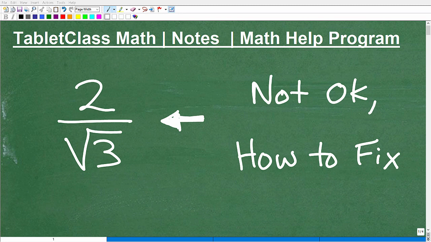Okay, let's talk about what's going on here. We have 2 over the square root of 3, and you can see that this is not okay the way this is written. So I'm going to talk about why it's not okay and how to fix it.